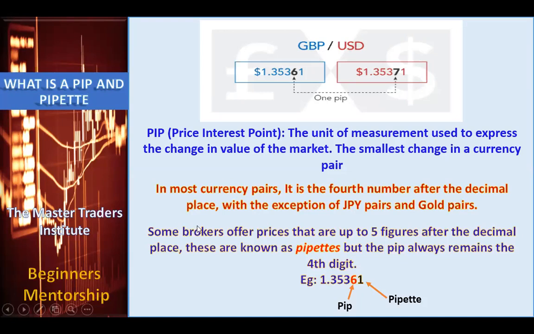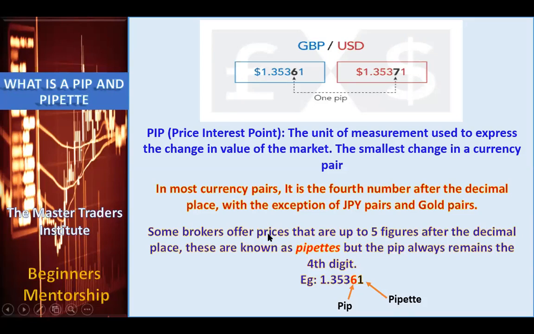So some brokers offer prices that are up to 5 figures. Many brokers I know only offer, after this decimal place, 1.3536. Many brokers stop at that fourth decimal place. They don't include the fifth one. But there are also some brokers that go further to include a fifth number. And whenever you see a fifth number added to your currency exchange value, it means that you have a pipette. That fifth number there is called the pipette.